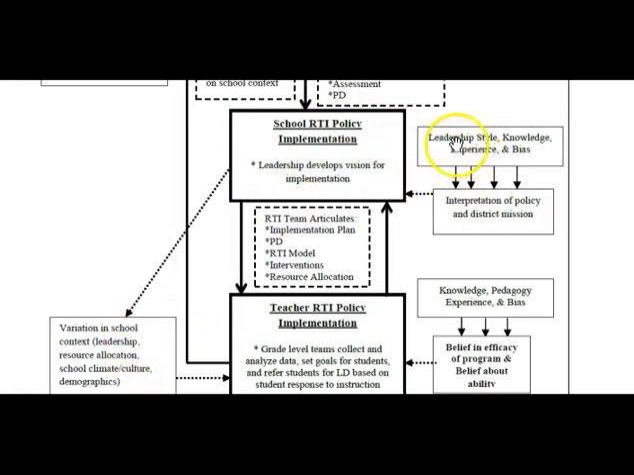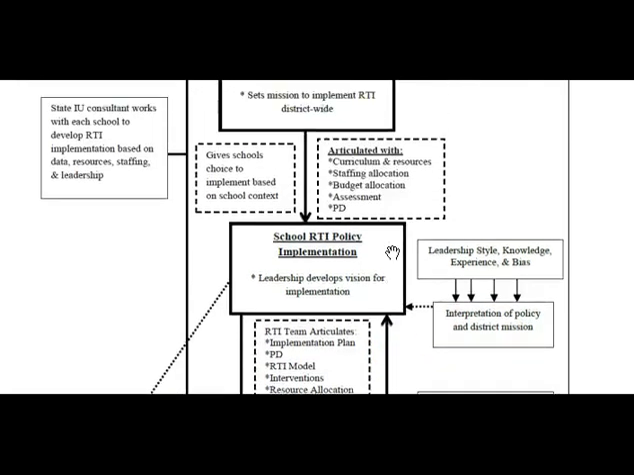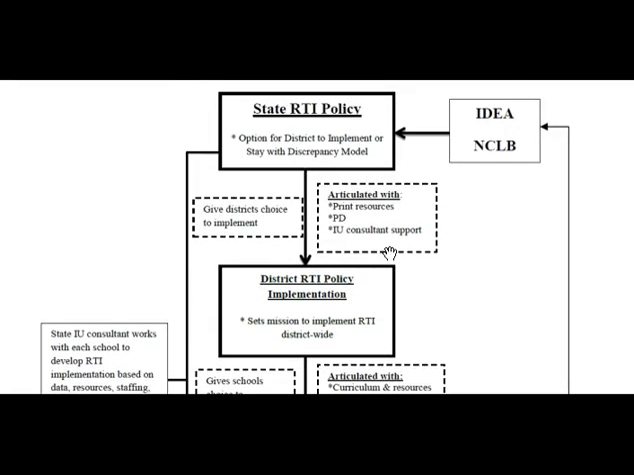And I did forget to mention the building level, and I talked about it over here, but we know that the leadership style, the knowledge of the leader in the school, their experience and bias is going to affect the interpretation of policy and the district mission. And so what we know about implementation theory is that most of the time, what is espoused at the state level gets reframed at the district level.